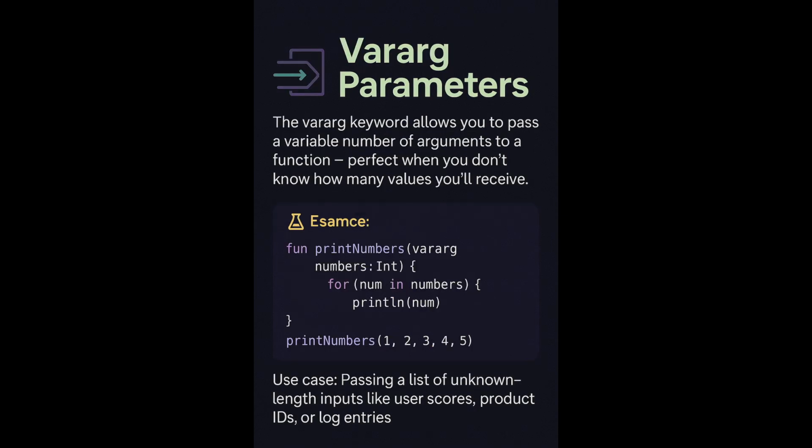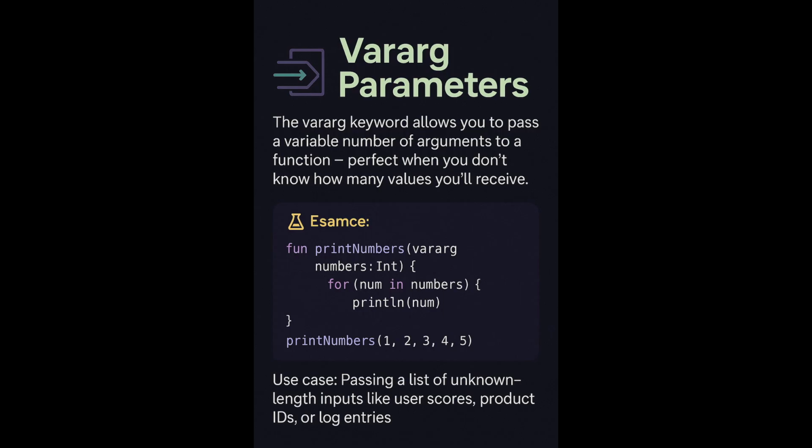Vararg parameters. The vararg keyword allows you to pass a variable number of arguments to a function, perfect when you don't know how many values you'll receive. Here's the example you can see now. Talking about the vararg parameter. Use case: passing a list of unknown length inputs, like user scores, product IDs, or log entries.